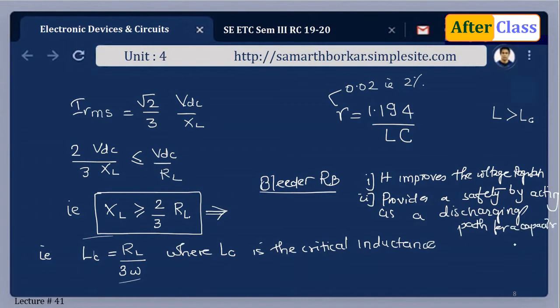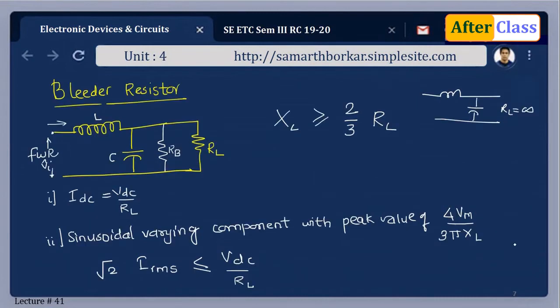If I don't connect this RB and if the load is removed, then I am not providing any path for this capacitor to discharge, and then it's a hazardous condition. So we have to provide an alternative path for this capacitor to discharge, and that job is done by this bleeder resistance RB.